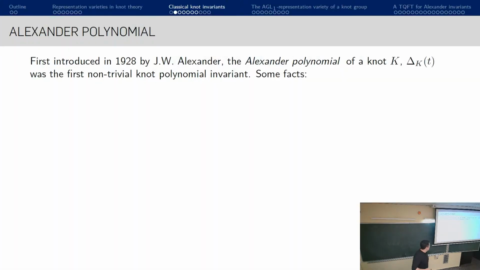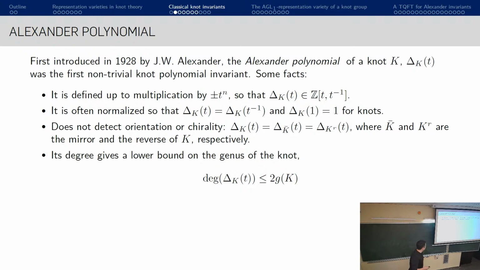And then I'm going to quickly revisit the Alexander polynomial, and the Alexander module. It's almost 100 years old. It was introduced in 1928 by Alexander, and then I'm going to give some facts, some examples, and then one definition. It was the first non-trivial knot polynomial invariant. Okay, it was thought that it was the only one until the arrival of the Jones polynomial. And it's not really a polynomial, it is, but it's an element of that ring, Z[t, t^-1]. Sometimes it's defined as a Laurent polynomial, okay?